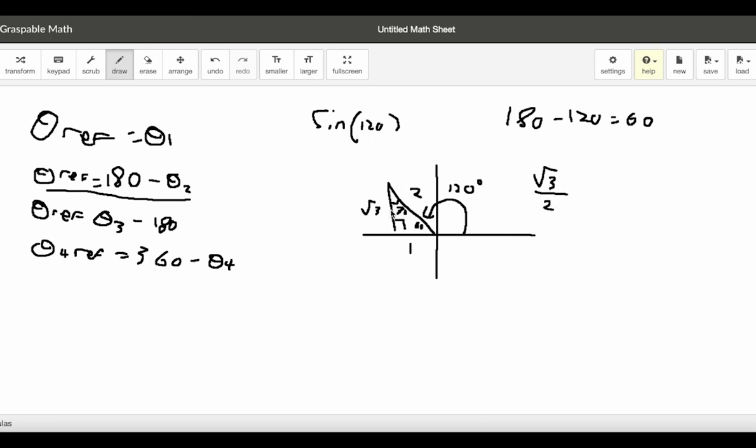However, since this is in quadrant 2, all x values are negative. So the x side is going to be minus 1. That's negative. Sine 120 is just equal to root 3 over 2.